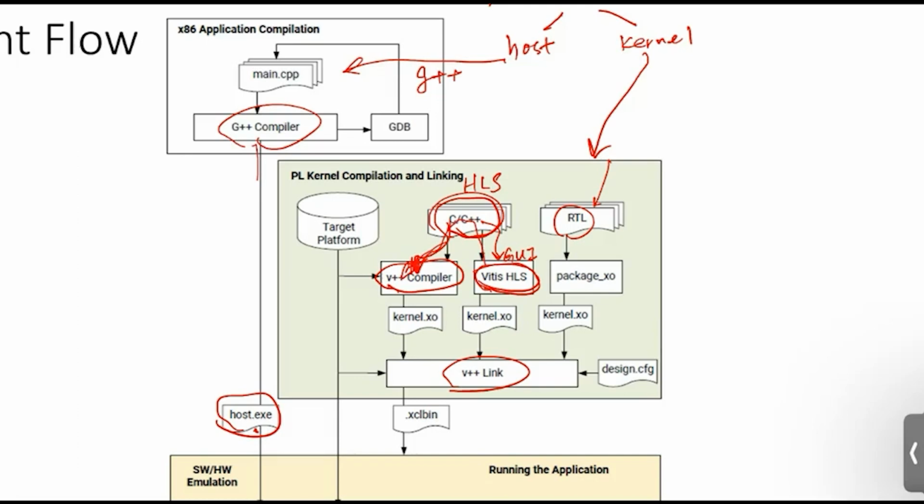Okay, the RTL code is just a standard process. You simply package it into the .xo file. So if you have multiple objects or multiple kernel functions, then you can integrate them by linking them together with V++, and then it becomes an xclbin file.